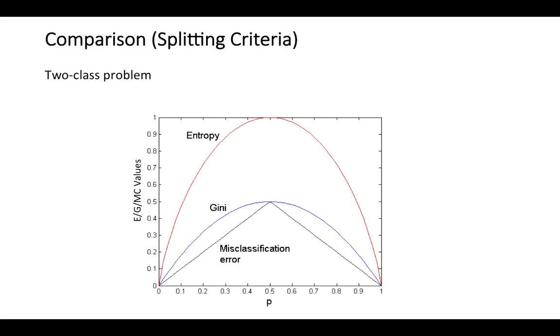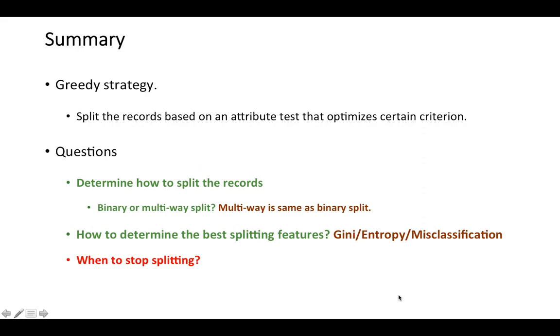For the splitting criteria, you can see that the misclassification error, the Gini index and the entropy all go up at 50-50. When you have nodes with a high degree of non-homogeneity, the misclassification error, Gini and entropy are going to be high. But when it is 0, it's going to be small. So that's the idea here. It's a greedy strategy, and you split the records based on an attribute that optimizes certain conditions. The condition is that you should have a high degree of homogeneity.